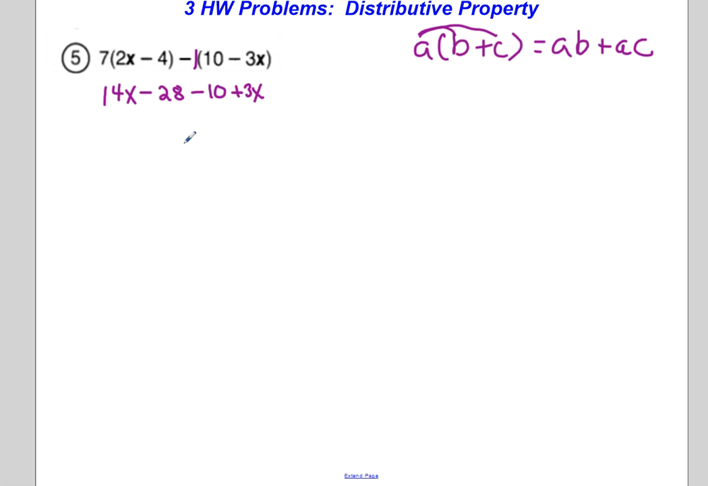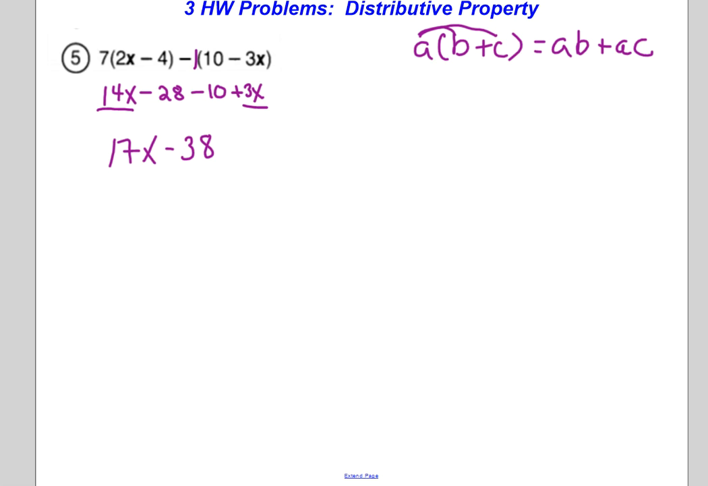Now that I've done this, I want to clean it up. I'm going to combine like terms, basically categorizing and counting. So I have 14 of these and a positive 3 of these. So that gives me a positive 17 of them, which is what I write. I have a negative 28 and a negative 10, so I'm going to go ahead and write a negative 38.